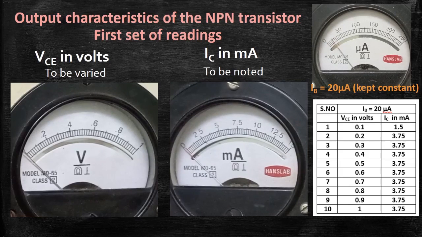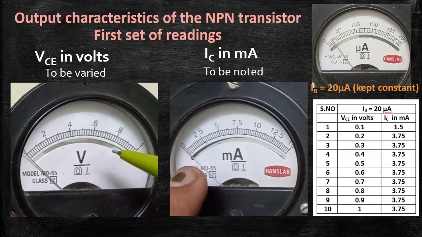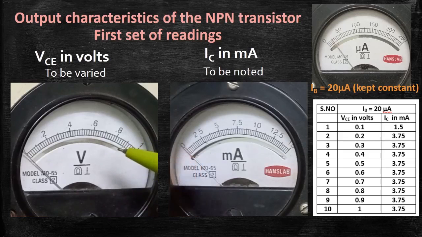Now I am going to take the first set of readings. In the first set, the IB value is 20 microampere. That is kept constant, and its value should not be altered. Now this is the voltmeter of range 1 volt. This voltmeter is used to measure VCE, the voltage across collector and emitter. This is to be varied. The corresponding change in IC, in the milliammeter, must be noted.